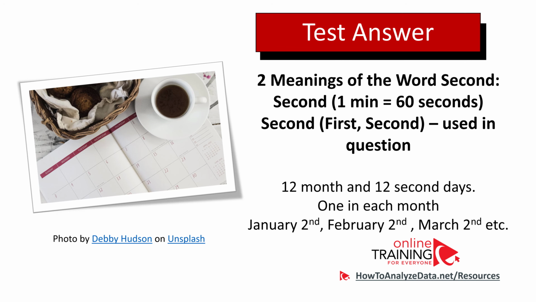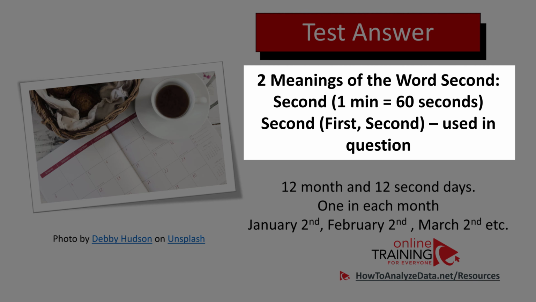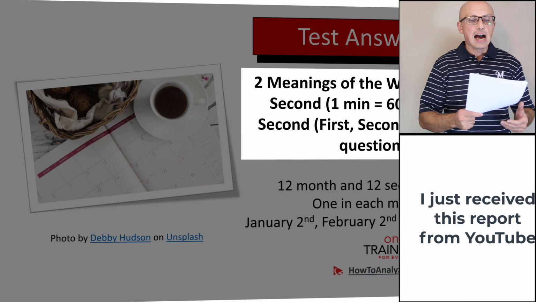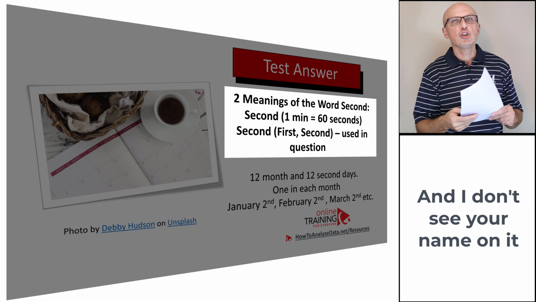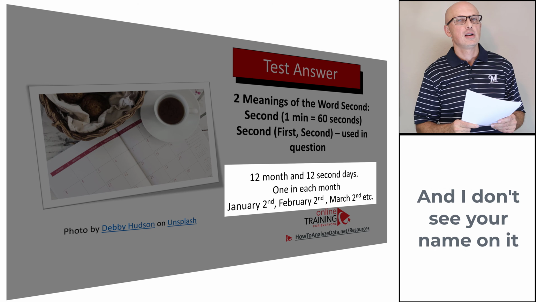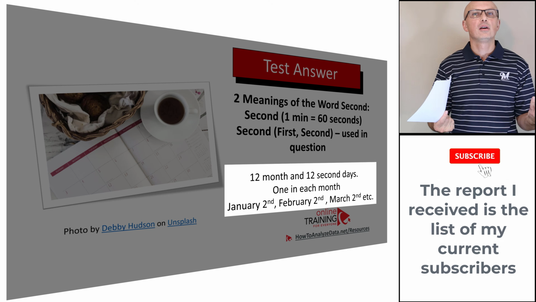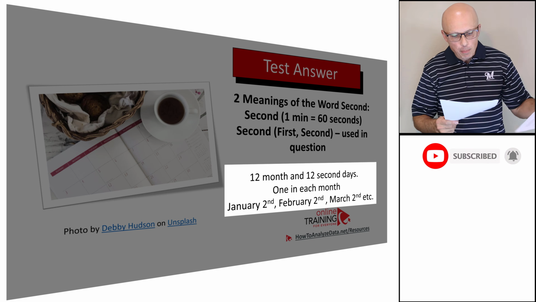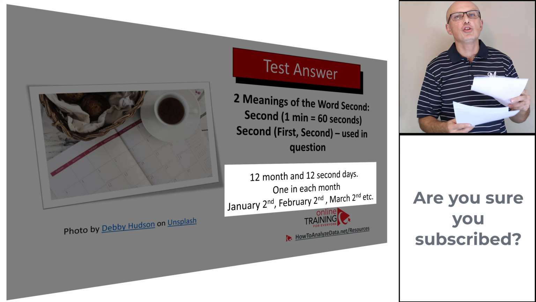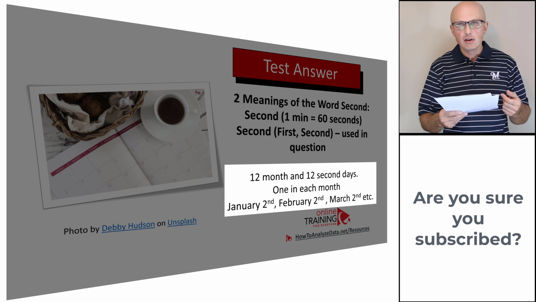Obviously, this is a tricky question, and it challenges your understanding of the word second. There are two meanings of the word second. One is second, for example, 1 minute has 60 seconds. But the other is second, where you have a sequence of first and second. And the second meaning of second is used in this particular question. So if we go back to the question, in the year there are 12 months, and there are 12 second days. 1 second day in each month. January 2nd, February 2nd, March 2nd, and so on.